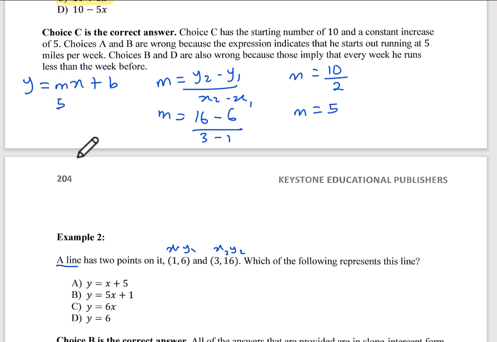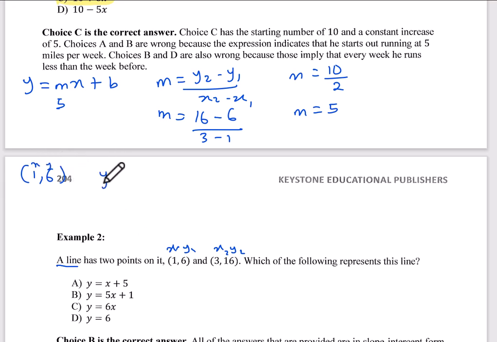Now we figured out our slope. The next thing we need to figure out to get the line is the intercept. So for us to figure out the intercept, we pick a point, any of these points, and substitute back into this equation. So let's work with this point 1 comma 6. So let's call this x and y.